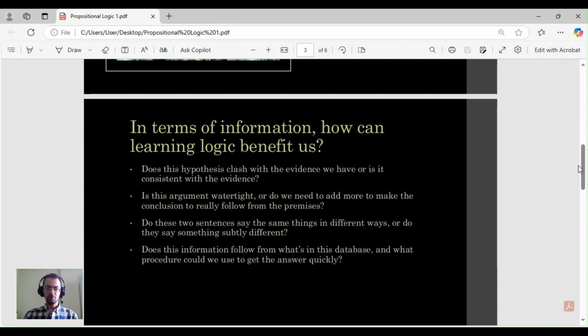Is this argument watertight? Or do we need to add more to make the conclusion really follow from the premises? Do these two sentences say the same things in different ways? Or do they say something slightly different? Does this information follow from what is in this database? And what procedure could be used to get the answer quickly?